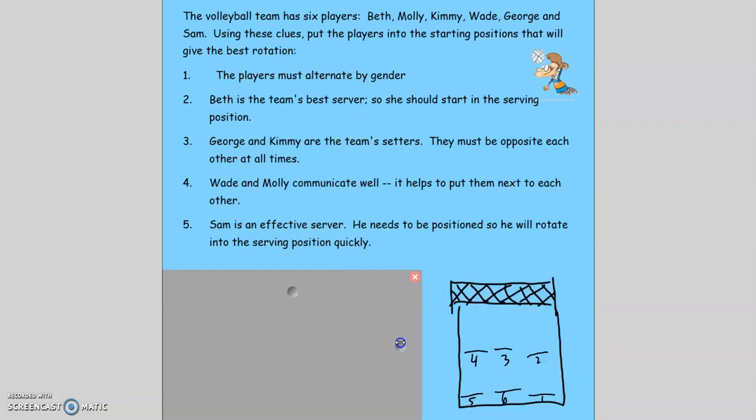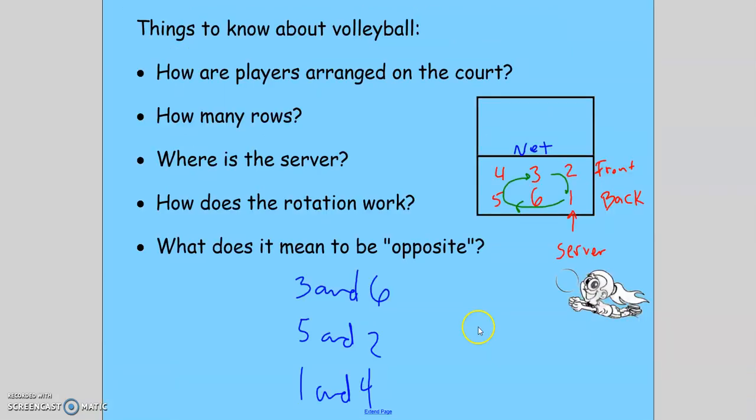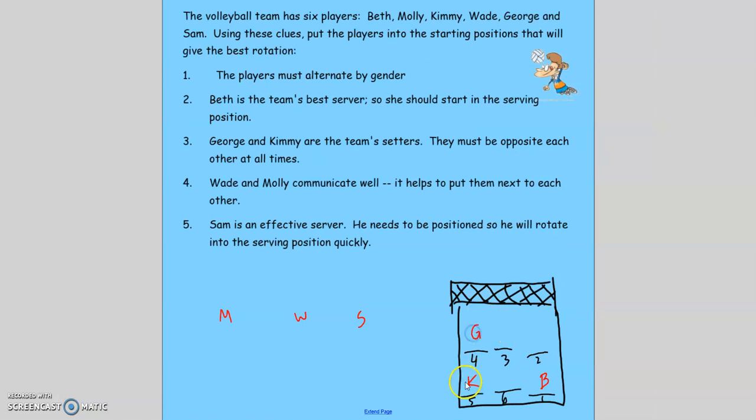I'd probably get out a piece of paper and draw a diagram here with the net and my positions labeled. And then I would label some pieces of paper with the names of the players, and then I can actually move them around. So I would say, okay, Beth is the team's best server, so I'm going to put Beth right there. George and Kimmy are the setters. They should be opposite each other. So maybe if George is there, Kimmy's there, because 2 and 5 are opposites. Or I could put them in 1 and 4, but nope, can't do that because I already have 1. So it's either going to be 3 and 6 or 2 and 5.